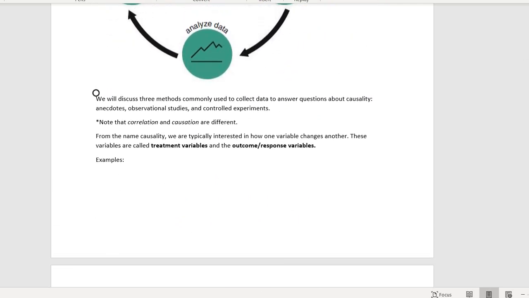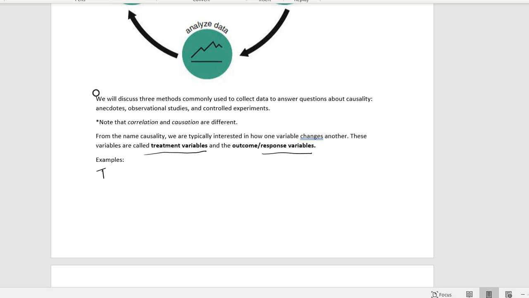Before we get started, the three main ways of collecting data are anecdotes, observational studies, or controlled experiments. Another thing to note is that correlation and causation are different. Just because two things are correlated doesn't mean that they're causing each other. When we're talking about causality, we're going to be looking at treatment variables and response or outcome variables. So here's an example.